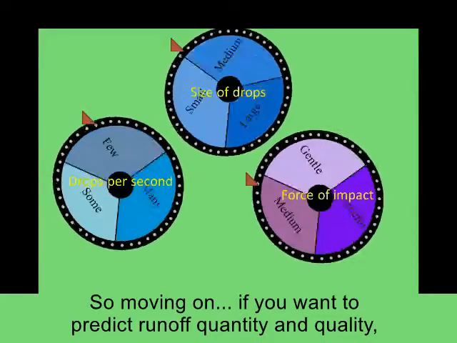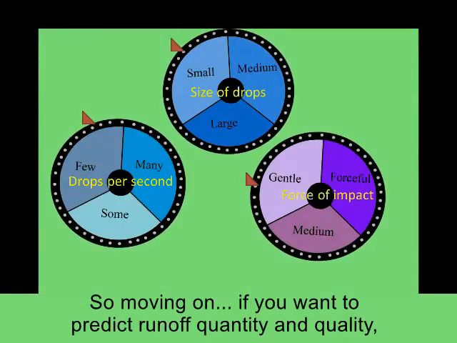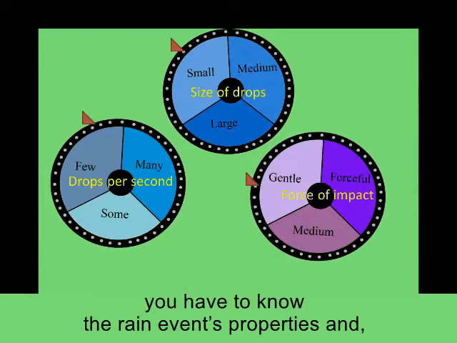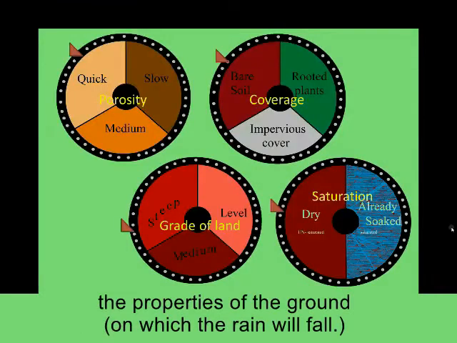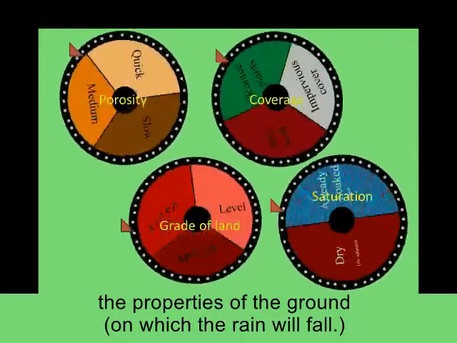So moving on, if you want to predict runoff quantity and quality, you have to know the rain event's properties and the properties of the ground on which the rain will fall.